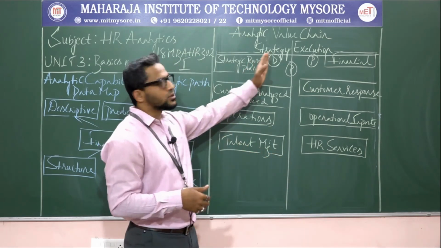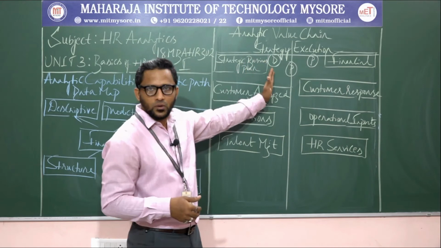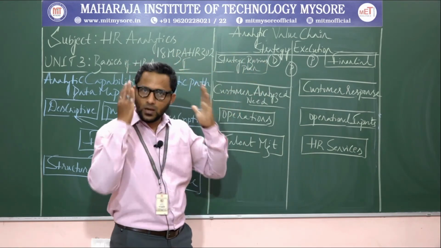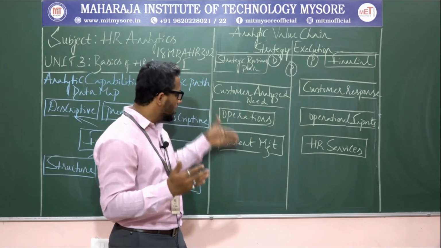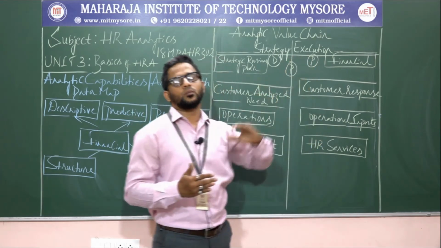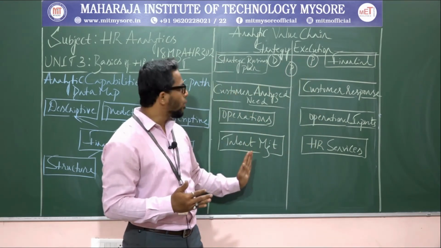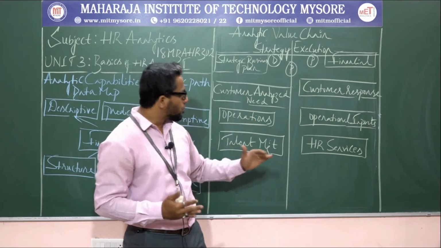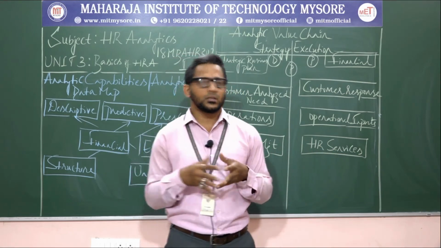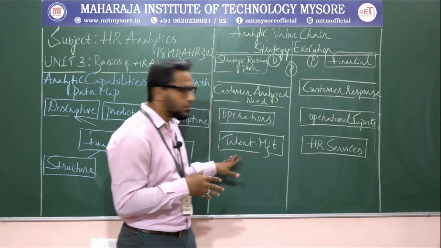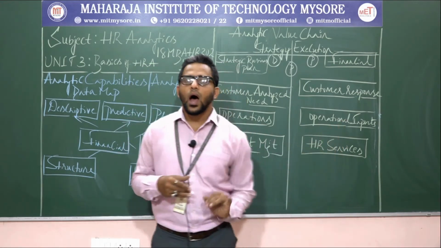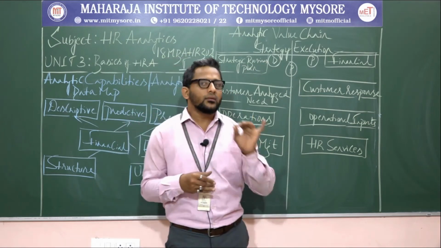So remember, in the strategy part, it's all the descriptive part, starting from your business plan, then the customer analyzed need, your operations, and then the talent management. After all this, we go to our execution part. Everything is planned, so now we are going for the prescriptive part. What prescriptive says is your HR services. Finally, it comes to my best HR services. Everything has been planned, so finally, my HR services. I am trying to bring the values now.